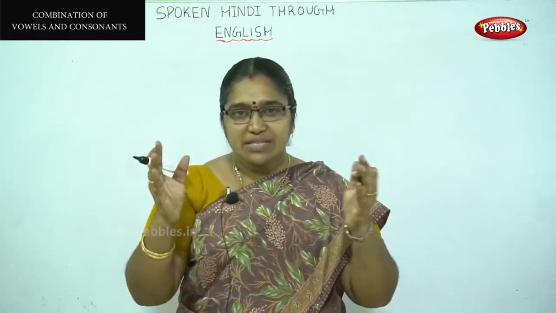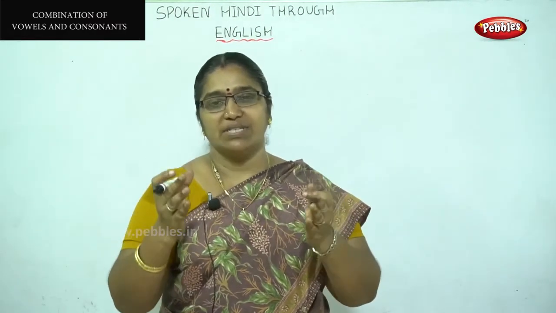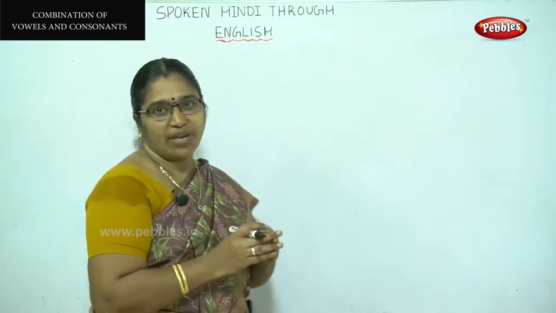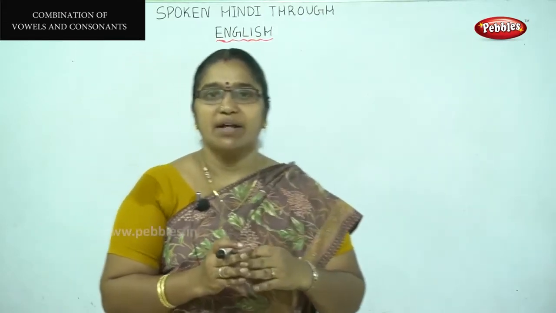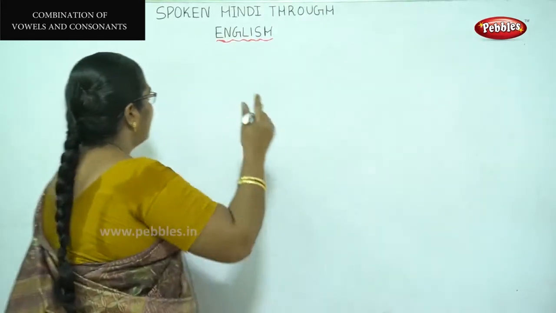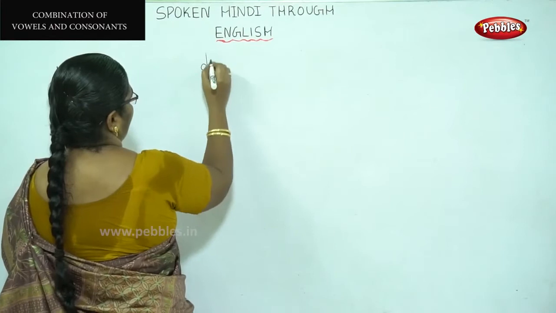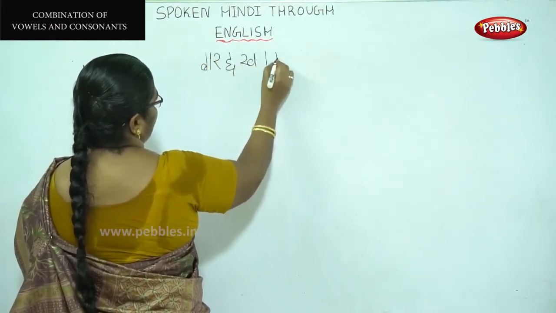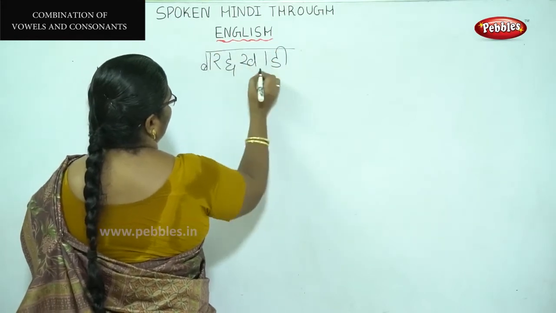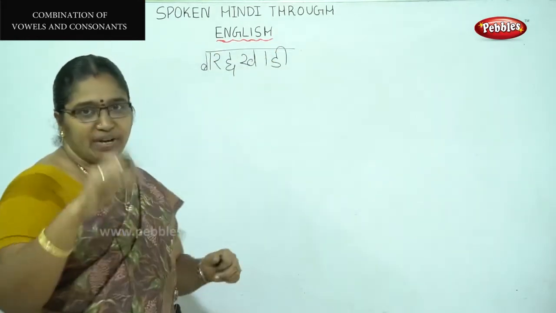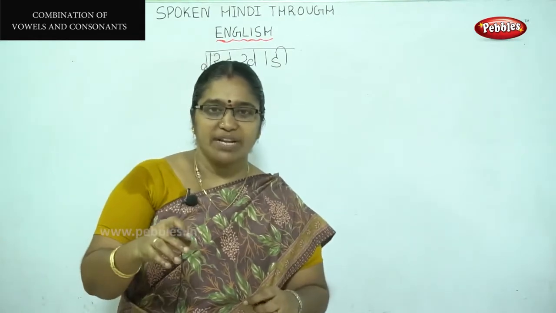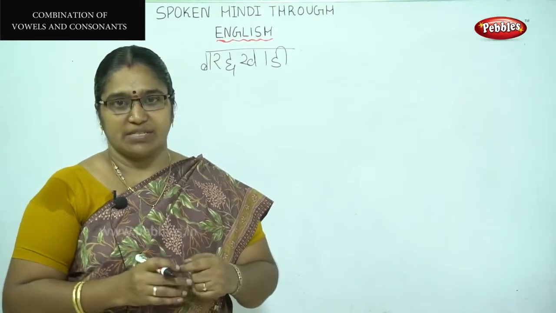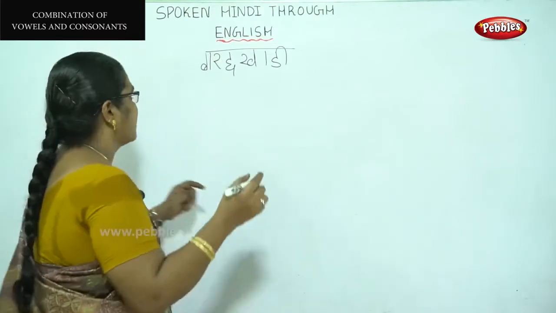The combination of vowels and consonants is called Baragadi. This is called as Baragadi. The combination of vowels and consonants, the combination of swara and vyanjans.